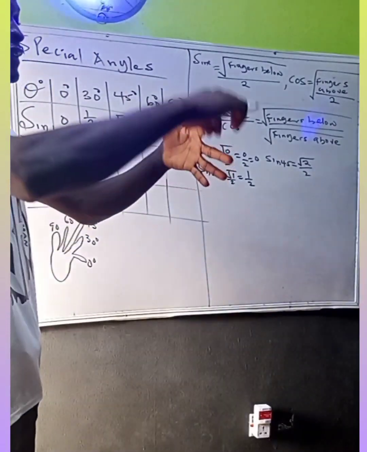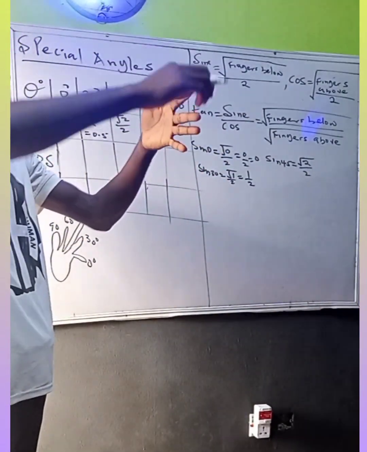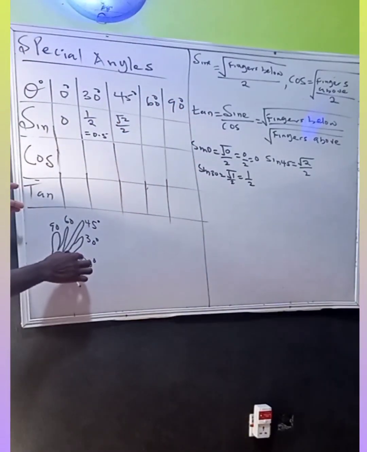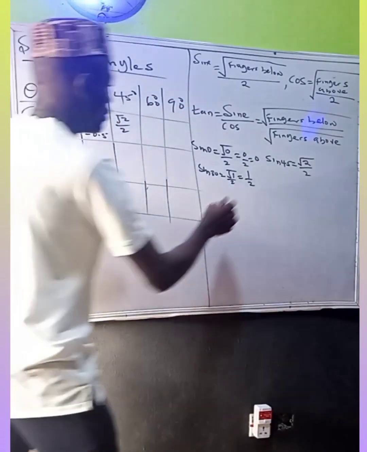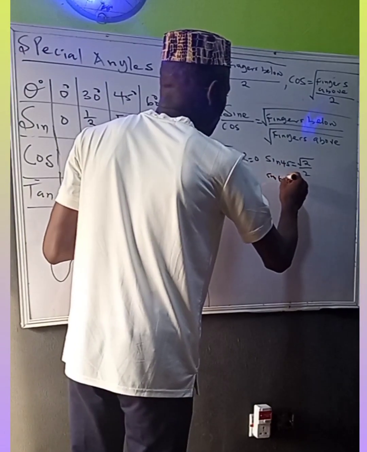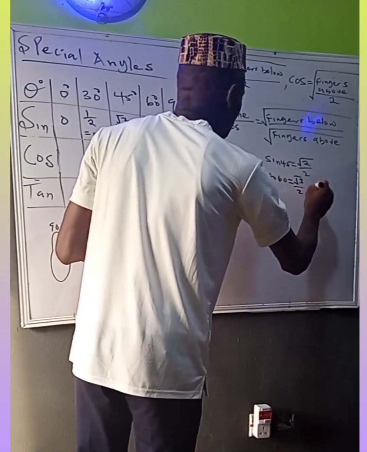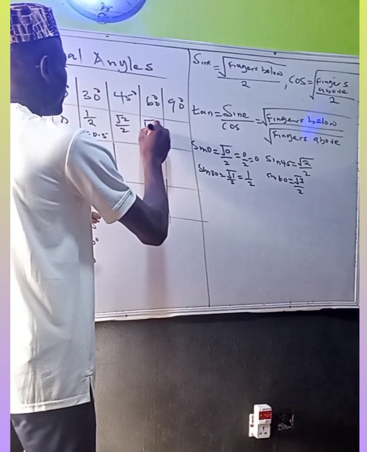Next one is 60. How many fingers do we have below angle 60? 1, 2, 3. 3 fingers. So sine 60 becomes the square root of 3 divided by 2.